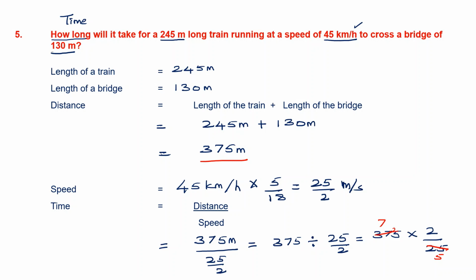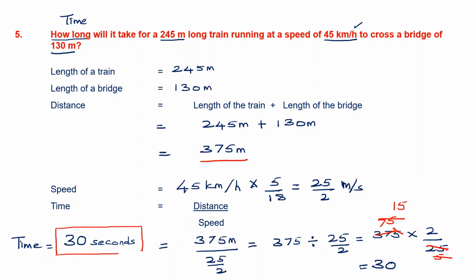So I'll write 2, 25. 5 fives are 25. I can cancel again, isn't it? 15 fives are 75. So this is 15. Now I have to multiply 15 into 2, which is 30. So now I have found the time to be 30 seconds. So this is my answer. I've been asked to find the time and I have found it to be 30 seconds. So the train will take 30 seconds to cross a bridge of length 130 meters.